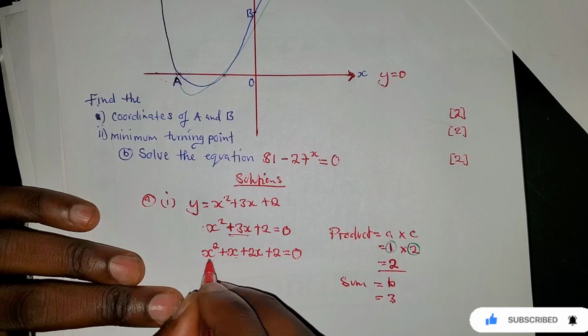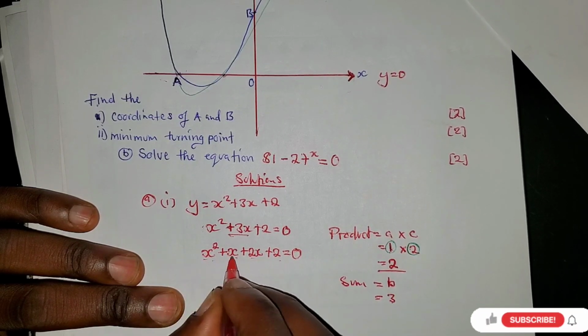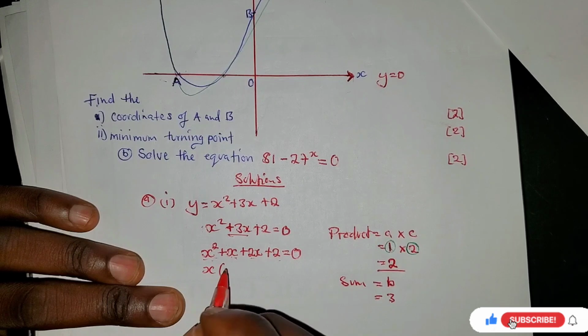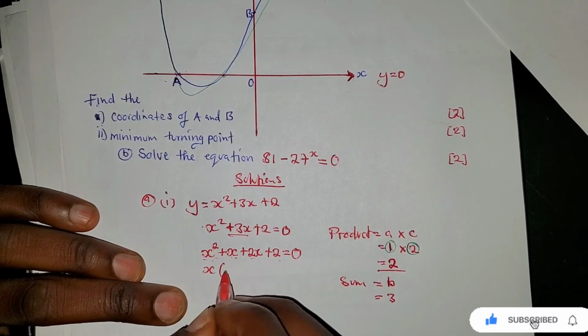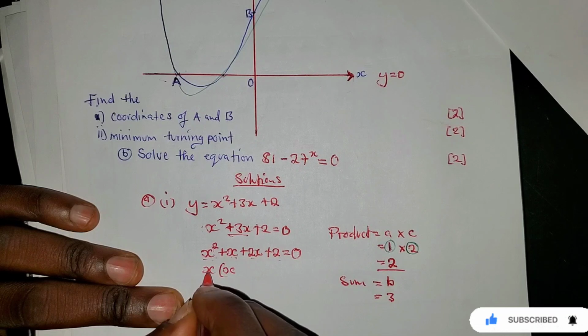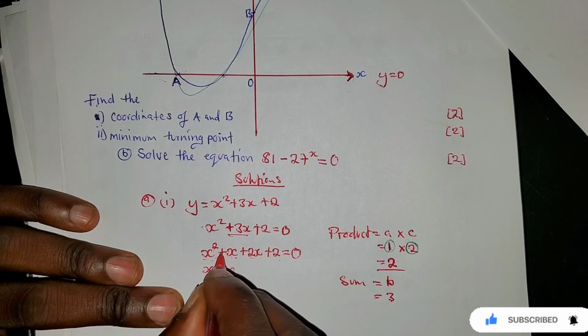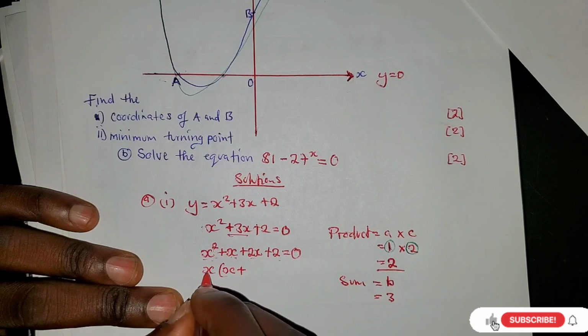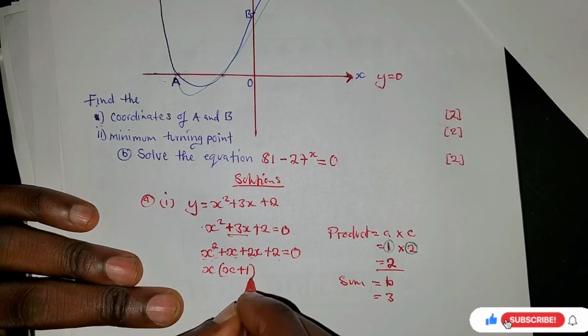So these two and these two. What is common here? X is common. Okay, we can see that x is common. X into x squared, it is just x. There's a positive number and a positive here, and this is positive, so it is just plus. X into x is just 1.